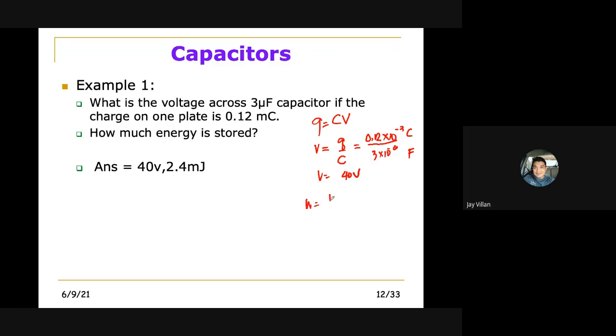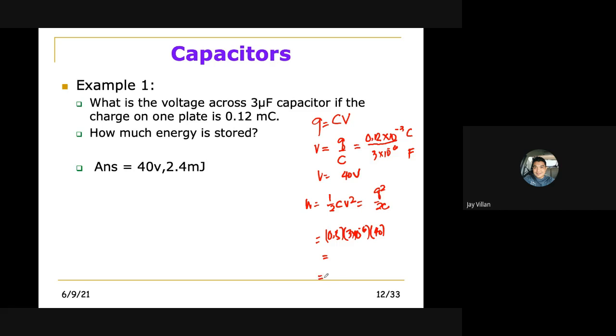is equals to 1/2 CV squared. Okay? Or this is also equal to Q squared over 2C. Okay, so this is 0.5 times C, which is 3 times 10 to the -6, times V, which is 40. So is that equal to 2.4 millijoules?